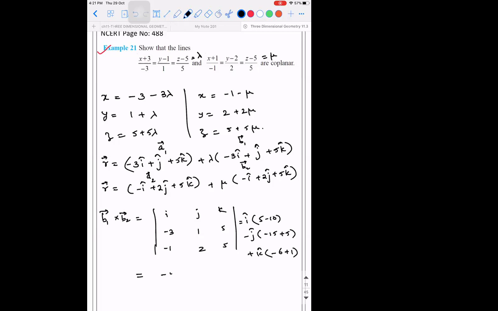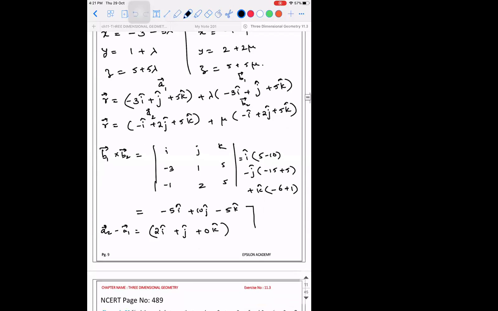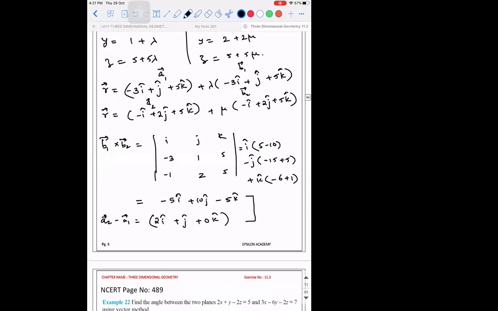So what will you get? Minus 5 i cap plus 10 j cap minus 5 k cap. Correct? So what is A2 vector minus A1 vector? That is 2i cap plus j cap plus 0 k cap. So the dot product between them should come out as a 0. So check if the dot product is 0. 2 into minus 5, minus 10, plus 10 into 1 is 10. It is coming out as 0.